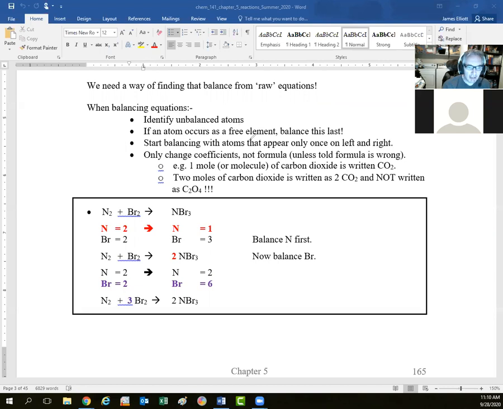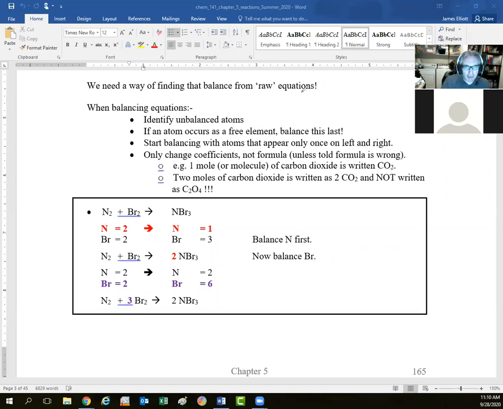So start by balancing elements from left to right, one element at a time. And if you can, it's good to start with elements which appear just once in the equation on each side. Makes them a little bit easier to balance. But just bear in mind, you won't always have that luxury.